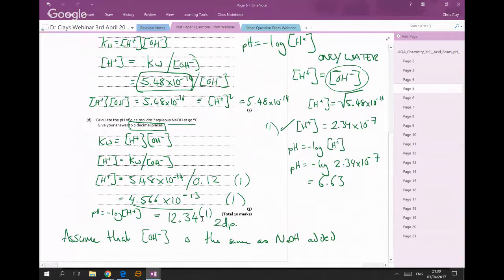Okay, so that's gone through quite nicely, hopefully. The dissociation of water, Kw. Also, what happens if we change the temperature of Kw, and relative and associated questions. Do give me a shout if you've got any questions there about pH, Kw of water questions. I'll just pause for a drink of water.